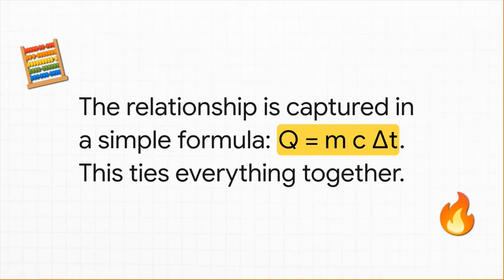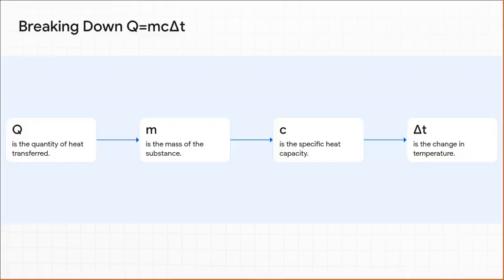It looks simple, and it is. This little equation ties everything we've just talked about together. Q is the heat, M is the mass, C is that unique specific heat fingerprint, and delta T is just the change in temperature. Let's just break it down real quick.